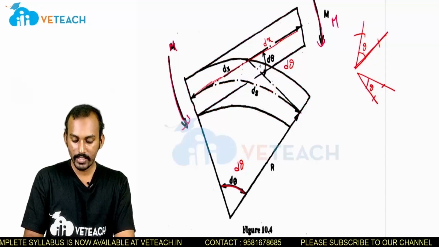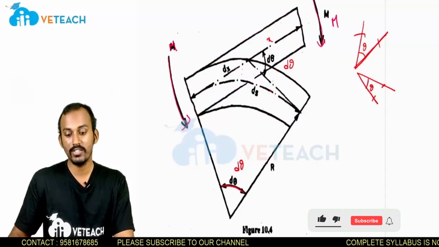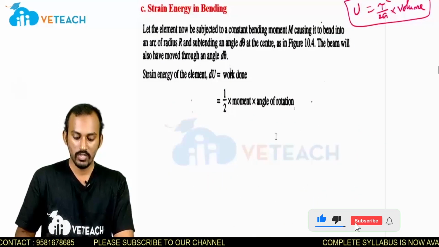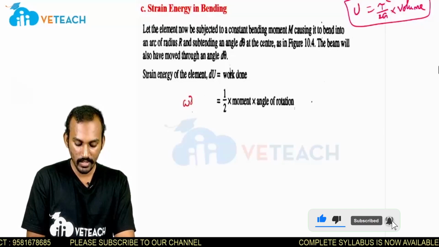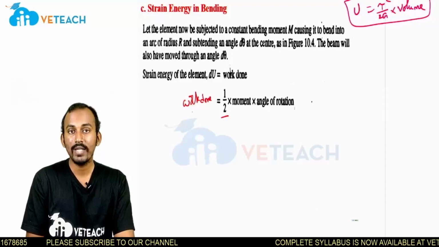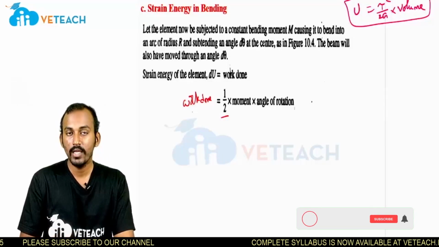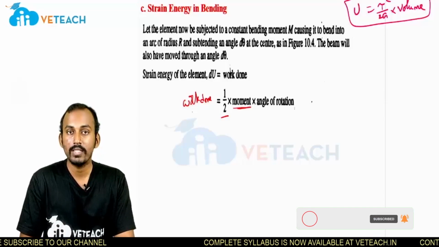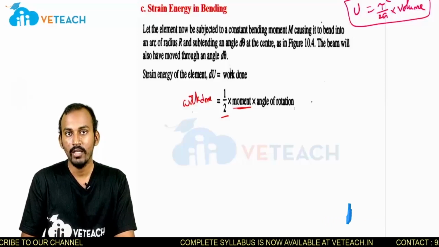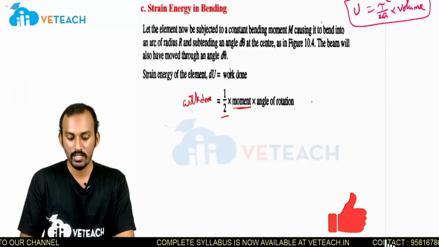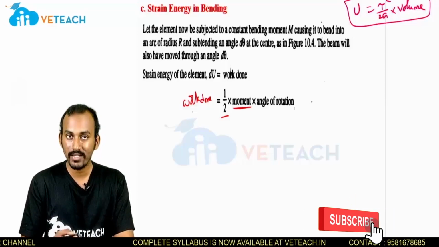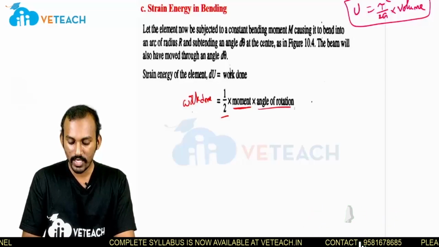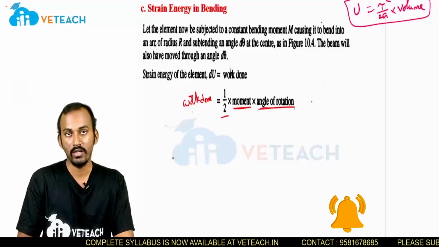Okay, so now let us see how to calculate the strain energy. So these are the considerations. So here work done. So work done is equal to half into what is the external force we are applying. Here we are applying the moment. Okay, so that is the work done. What is the external effect we are giving and what is the change that has been occurred. So because of this m moment external effect we are applying, because of that the angle of rotation has been occurred.